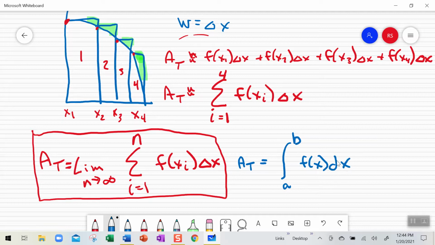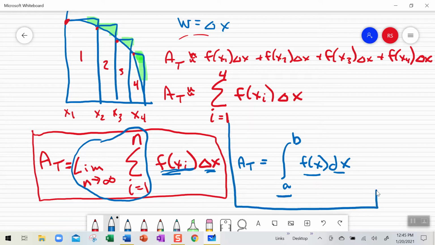dx. So the f of x sub i right here is basically becoming our function right here. The delta x becomes our dx, and then all of the limit as n approaches infinity of the summation of all these rectangles becomes our integral. And so this is the definite integral.